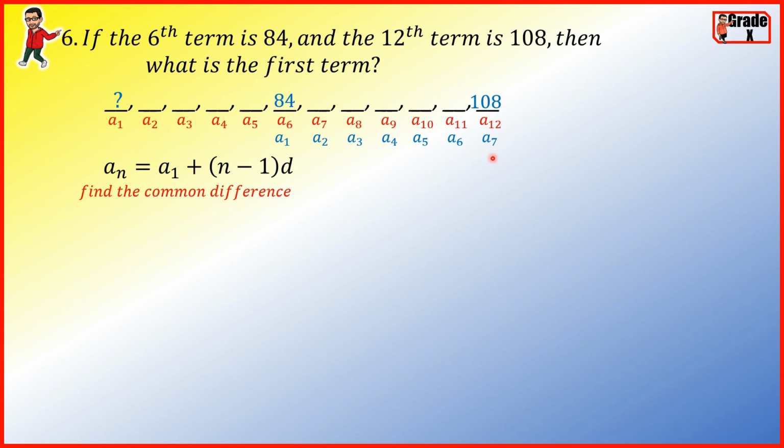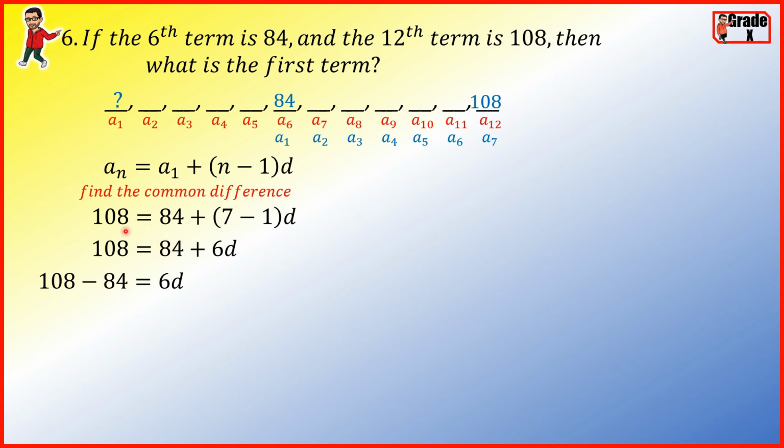Then, substitute na natin yung mga given values. Ang ating a sub n or last term is 108. Ang ating a sub 1 is 84. Ang ating n is 7. 1, 2, 3, 4, 5, 6, 7. So, meron tayong 7 terms minus 1 times d. Then, 108 equals 84 plus 7 minus 1 is 6 times d. So, that is 6d. Then, ilipat natin itong 84 sa kabila. So, ito ay magiging negative. So, that is 108 minus 84 is equal to 6d. Pag sinubtract natin itong dalawang numbers na ito ay 24.